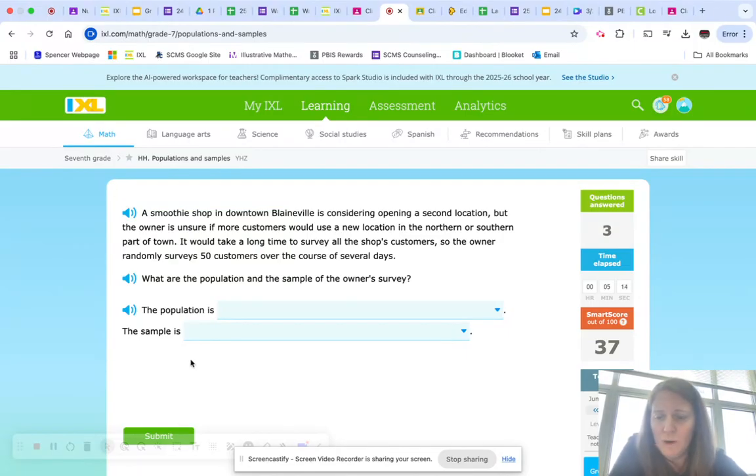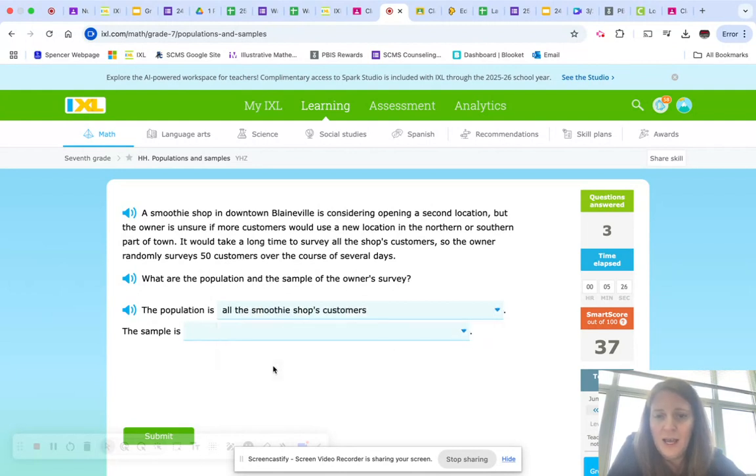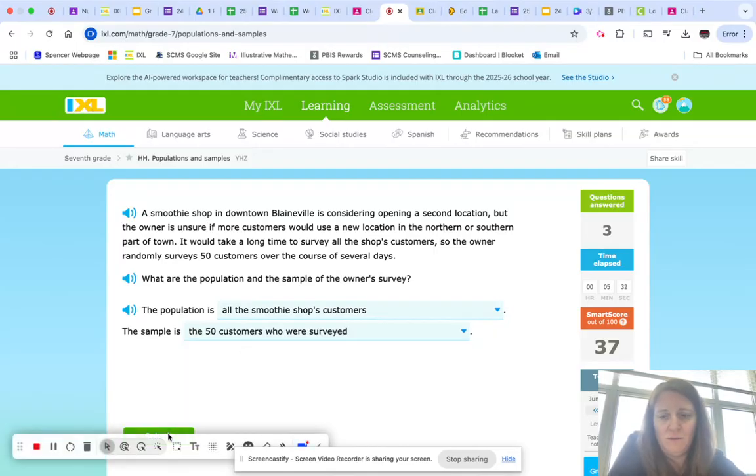Let's do this last one. So we're looking for population. It would take a long time to survey all the shop's customers. So all the shop's customers, there we go, would be the population. So the sample is they randomly survey 50 of those customers. That would be the sample.